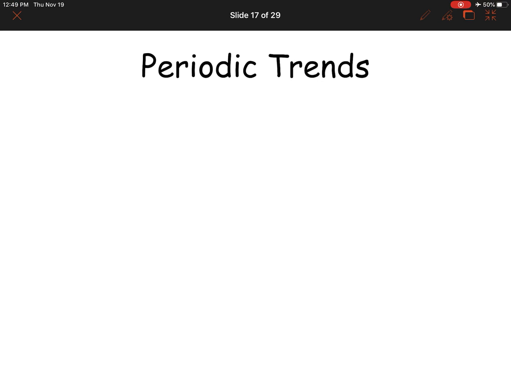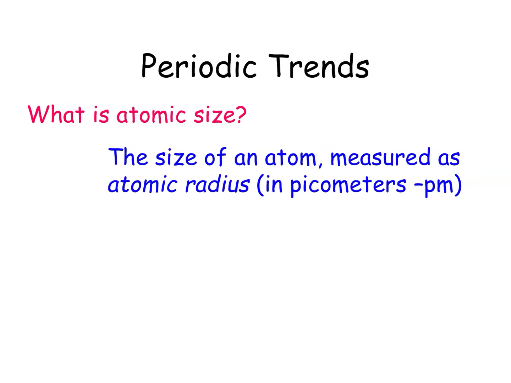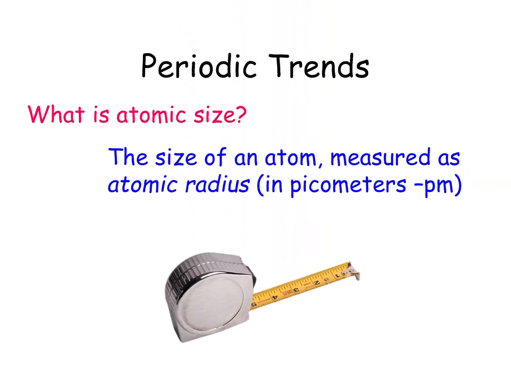Okay, welcome. We are talking about periodic trends. You are going to definitely need Table S for this one, so make sure you have that available. So the first thing is, what is atomic size? Atomic size is also known as radius. So atomic size is the size of an atom measured in atomic radius, and picometers are the exact units.